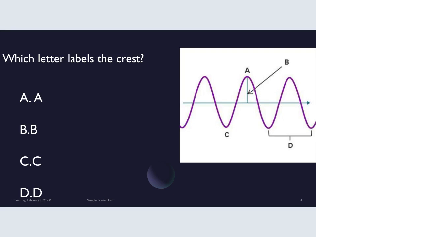All right, what letter represents the crest? What letter represents the crest?